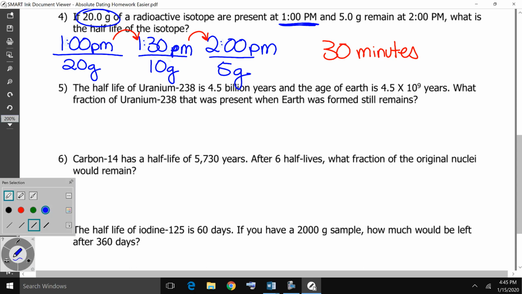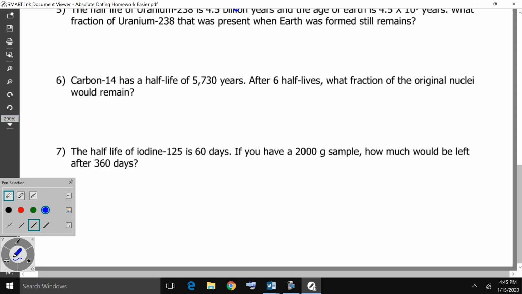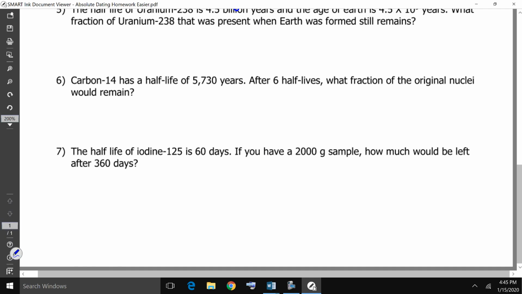Okay, let's skip number 5. We're going to try number 6. Again, pause the video if you want to try it on your own. Okay, so carbon-14 has a half-life of 5,730 years. After 6 half-lives, what fraction of the original nuclei would remain?